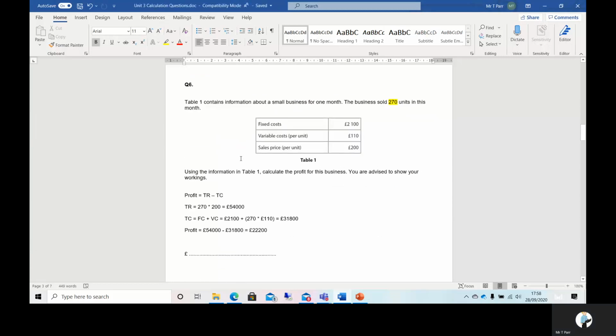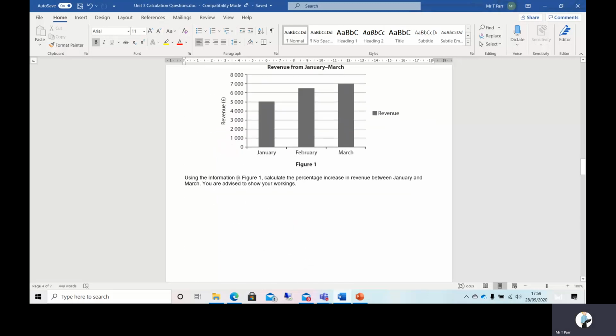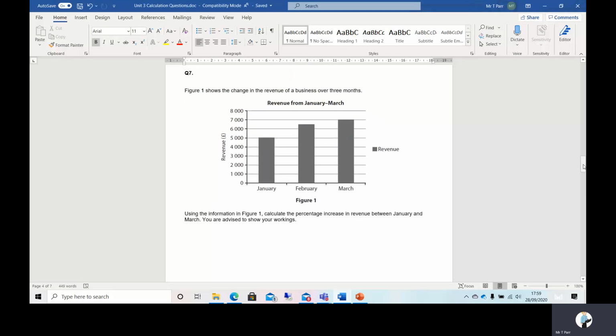Okay, done that one. This is a good one as well. This is a difficult one. Well, it's not difficult, it's just in the wording where you might get a bit confused. So figure 1 shows the change in revenue of a business over 3 months. So we have our revenue in pounds. January, that much, February, that much, March, that much. Easy, straightforward. Using information in figure 1, calculate the percentage increase in revenue between January and March.